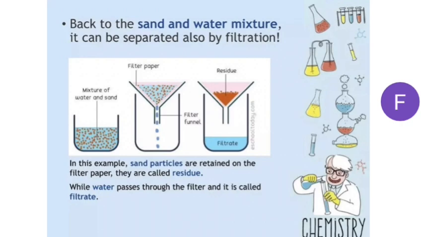Back to the sand and water mixture, it can also be separated by filtration. This means a different method can be used for the same mixture. A mixture of sand and water can be separated by decantation and can be separated by filtration. In this example, sand particles are retained on the filter paper, they are called residue, and water passes through the filter and is called filtrate. The difference between the two methods, decantation and filtration, is the precision or the purity of the liquid or the filtrate.